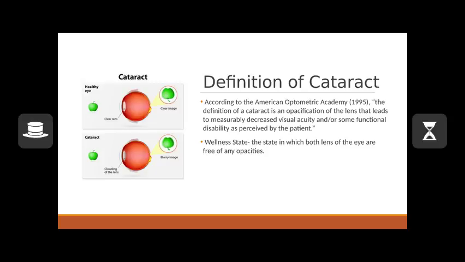So basically, I have here a picture of a healthy eye, where you can see how the image of the apple is clear, in comparison to an eye that has a cataract, where there's clouding of the lens, and that projects a blurry image.